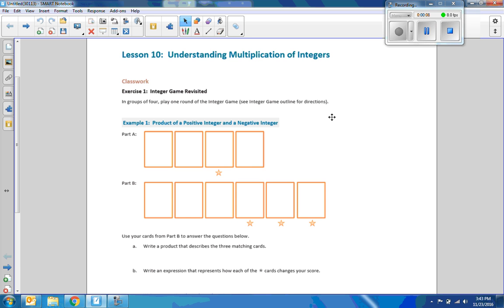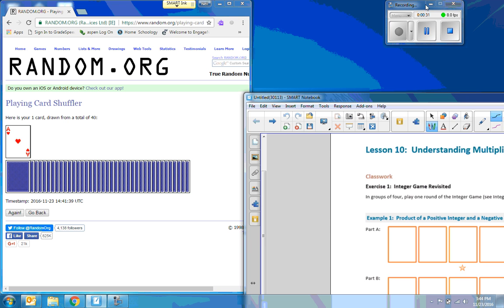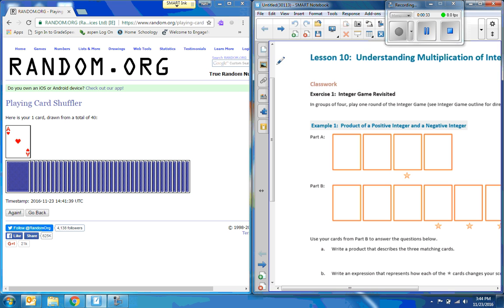This lesson, lesson 10, is an understanding in the multiplication of integers. An integer is a positive or negative number that is not a decimal or a fraction. Okay, so in groups of 4, students played one round of the integer game in class. So I'm going to recreate an integer game for your viewing pleasure.